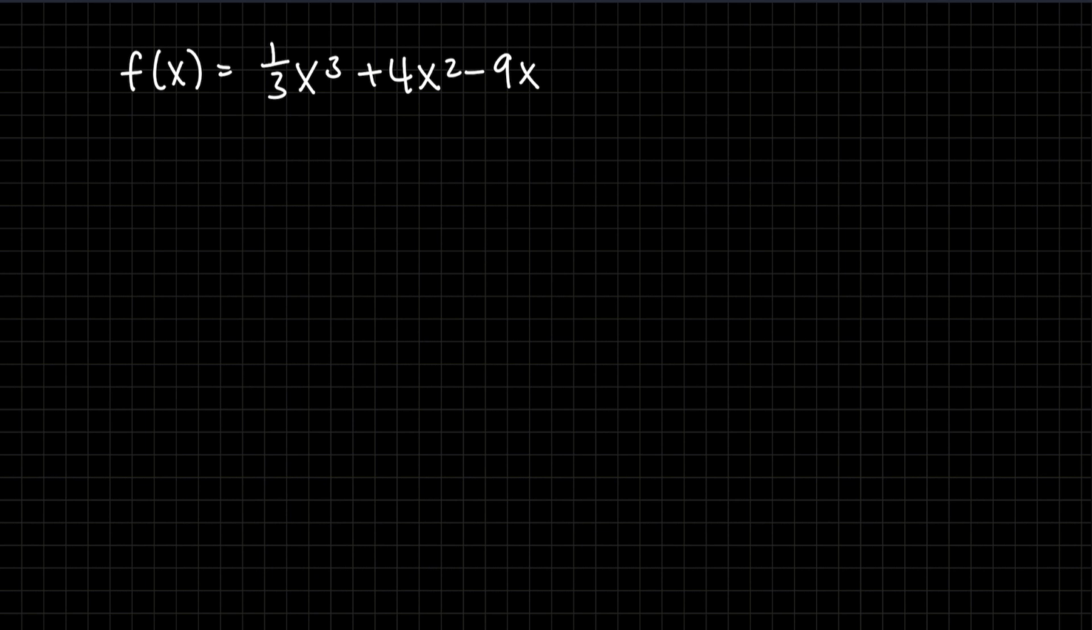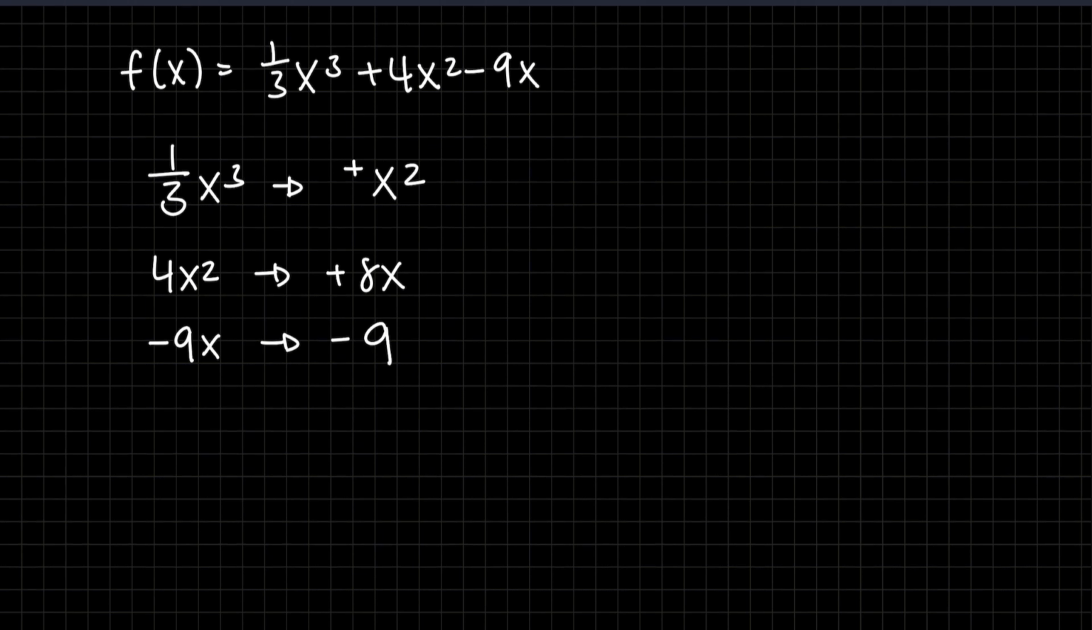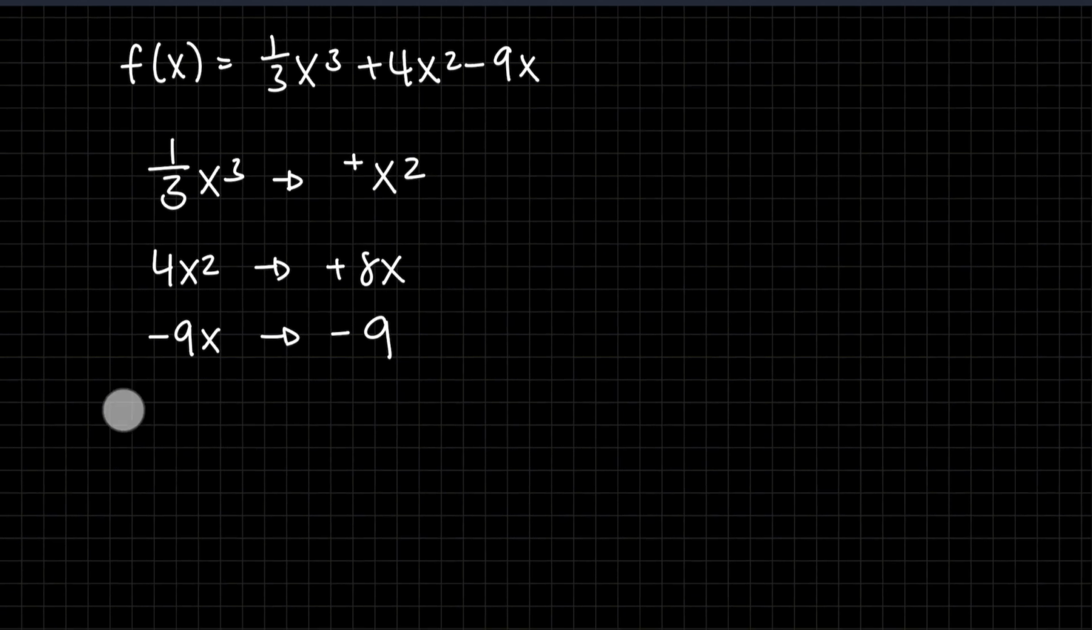So the derivative of 1/3 x cubed is positive x squared. The derivative of positive 4x squared is positive 8x. And the derivative of negative 9x is just negative 9. So this means that my derivative is f prime of x is equal to x squared plus 8x minus 9. So my next step is to find the regions that will help me show where the graph is increasing and decreasing, as well as sketch the graph.